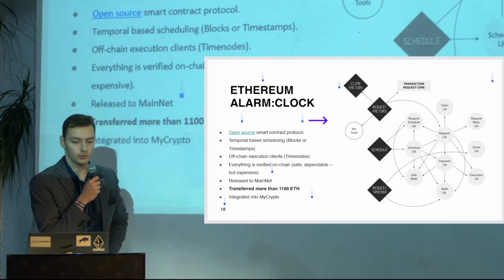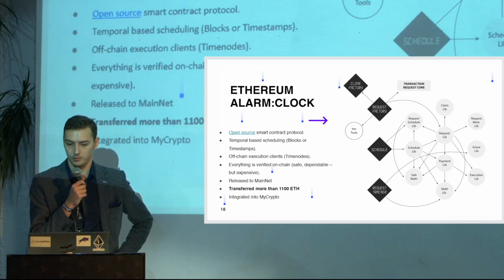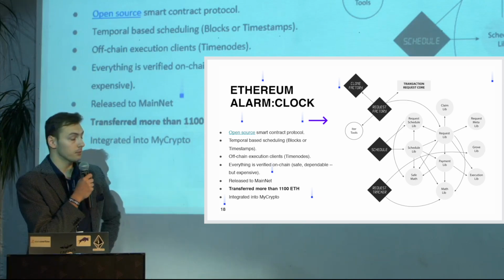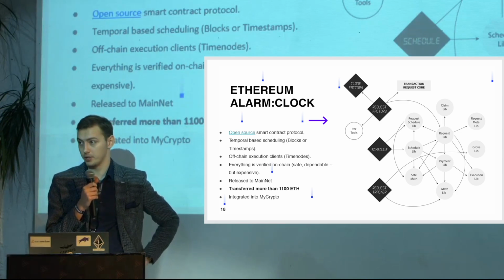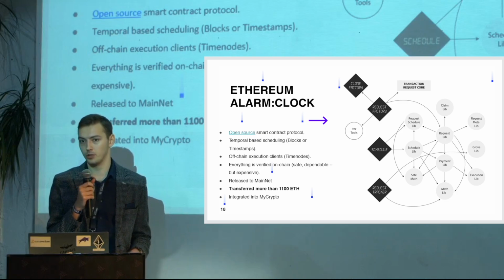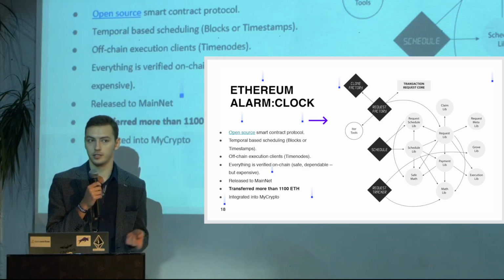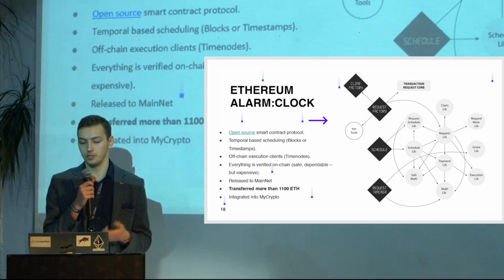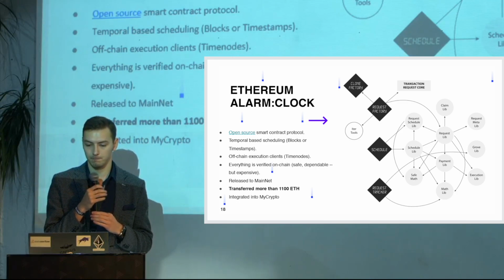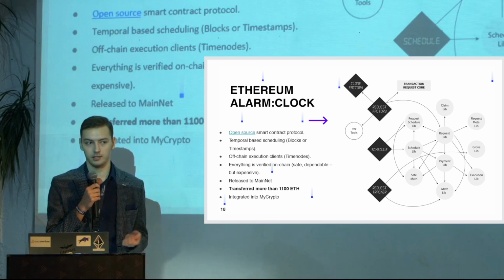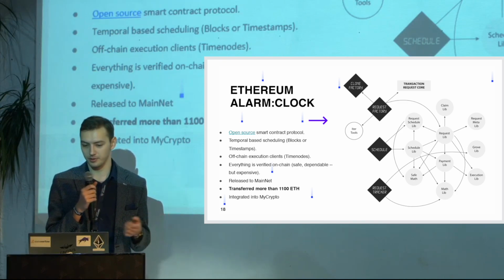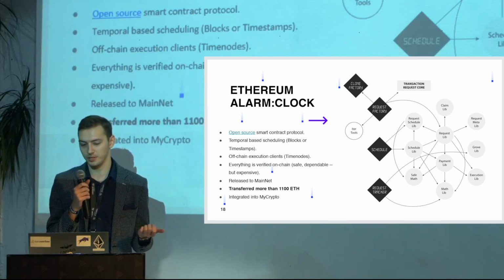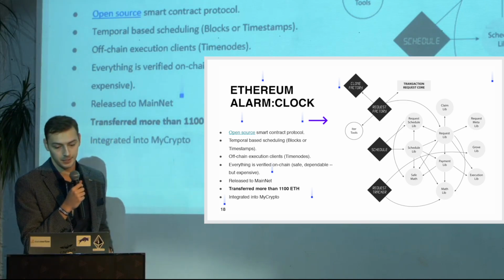So I wanted to also mention, just before I end, Ethereum Alarm Clock, which is already on mainnet and has transferred more than 1,100 ETH. You can use it today. We are integrated in MyCrypto wallet. If you have a need to schedule transactions at some point in time, then you can do it. For example, if something starts in the night, maybe some, I don't know, new dragon is coming up, at 2 a.m. in the morning, then you might want to schedule it and then go to sleep.